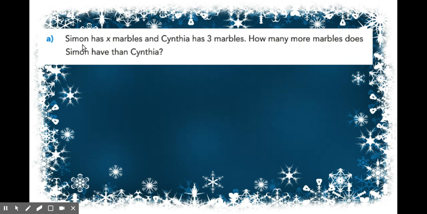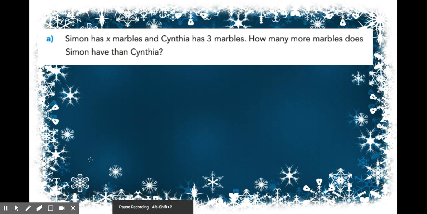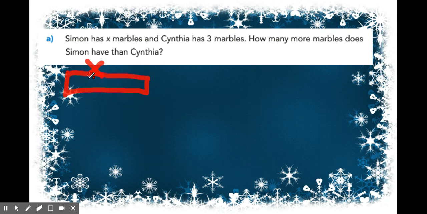In this first example, it says Simone has x marbles and Cynthia has 3 marbles. How many more marbles does Simone have than Cynthia? First I need to look and say, okay, what will this algebraic expression look like? Well, I know that Simone has x marbles. Cynthia has 3 marbles. So this is Cynthia and this is Simone.